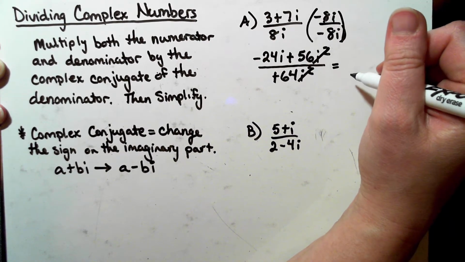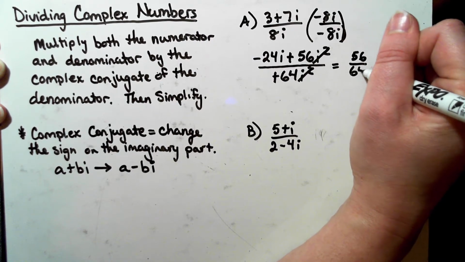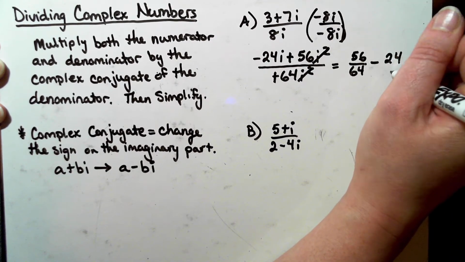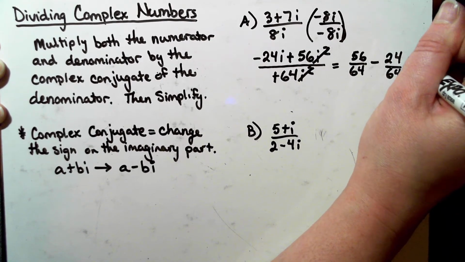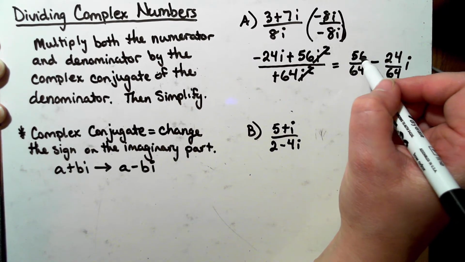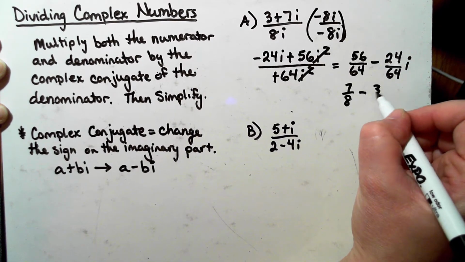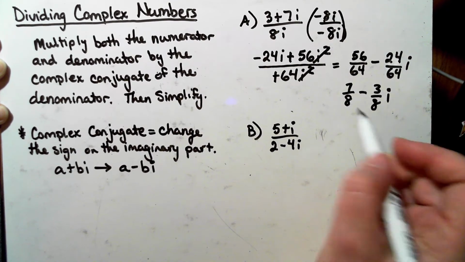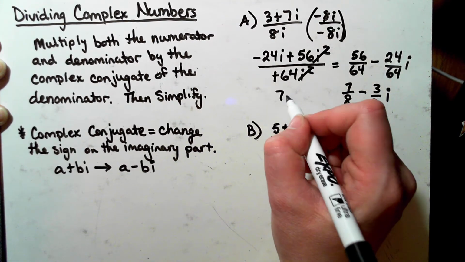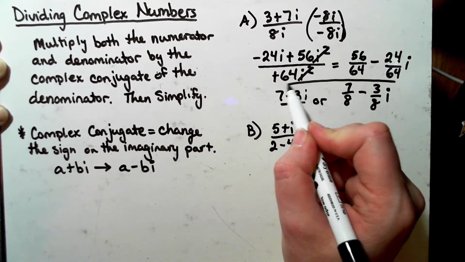Another option is to split this up into two separate fractions and do 56 over 64 and reduce that fraction, and do negative 24 over 64 with an i next to it, and then reduce this fraction. So I'll reduce by 8. This is 7 over 8, minus 3 over 8i. So you can write it like this, or since they both have the same denominator, you can write 7 minus 3i over 8. Both of these are acceptable answers.